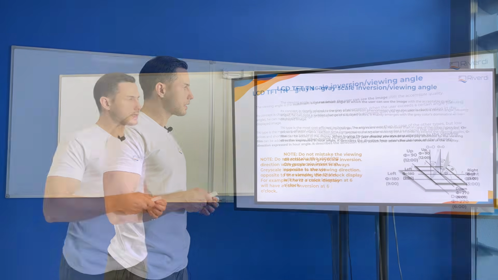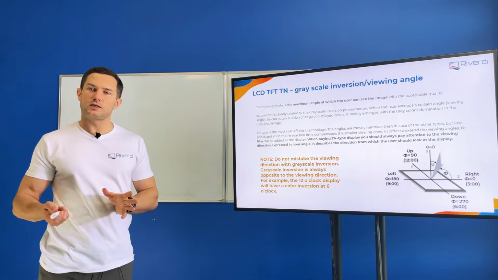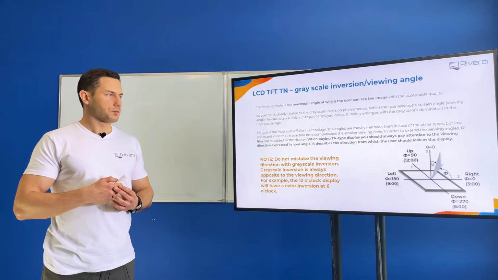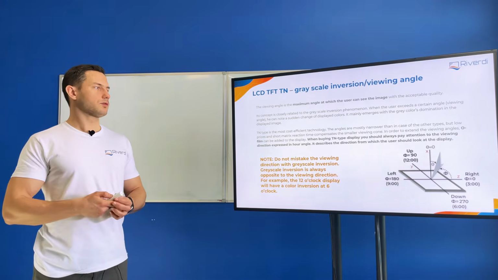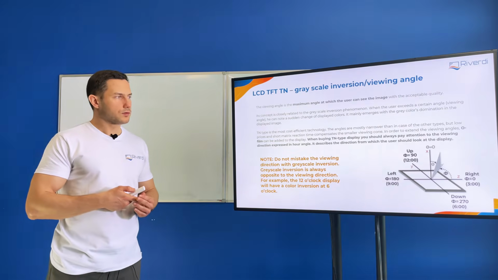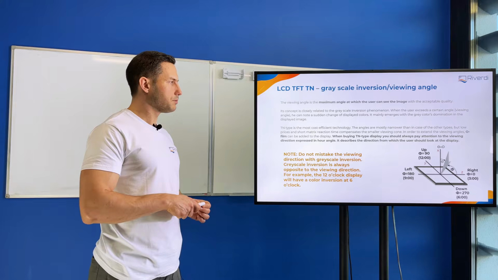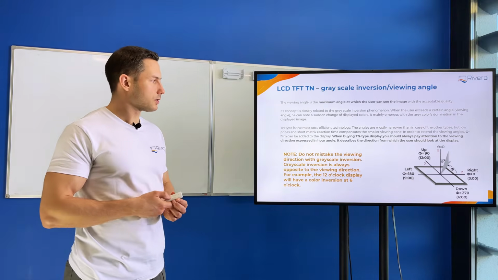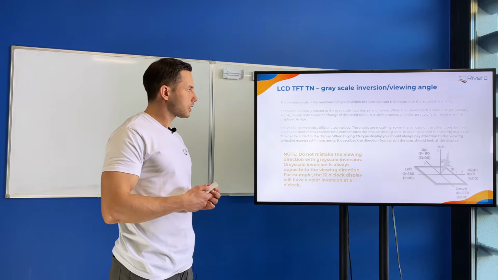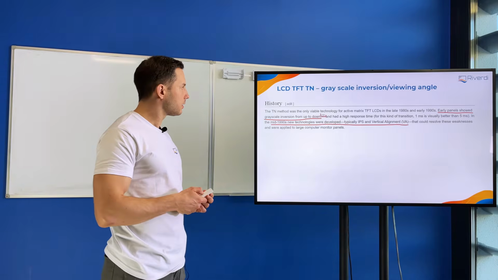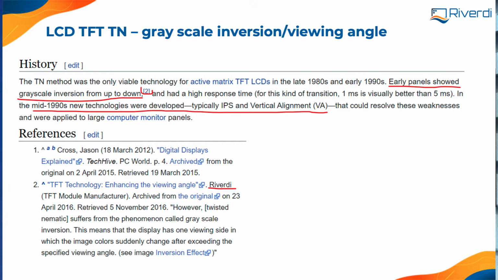I will show you this on the next slide, because most of the factories define something like a viewing direction of the screen, and you need to be careful, because some of the companies mistake this for the grayscale inversion side. So I will go to the next slide, where we will see a little more explanation about the grayscale inversion. This is from Wikipedia, from the IPS description; you will find the link down below in the description.